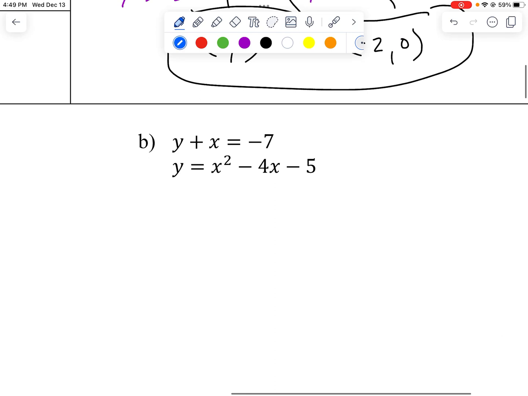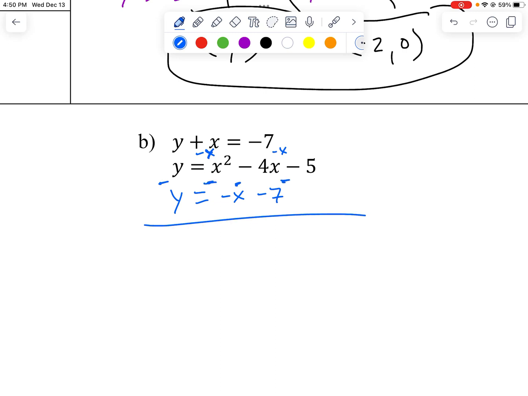This one's not ready to be eliminated because this x is here, so I'm going to subtract that over. So I'm going to rewrite it down here. I got -x minus 7. So now that I have my y's lined up all by themselves, I can subtract. So I'm going to subtract, subtract, subtract, subtract. A lot of subtracting going on here. Y minus y is 0. X squared minus nothing is x squared. And I got -4x minus -x is the same thing as -4x plus x. So that's -3x. And then here I got -5 minus -7, same thing as -5 plus 7. So that's plus 2, or positive 2.